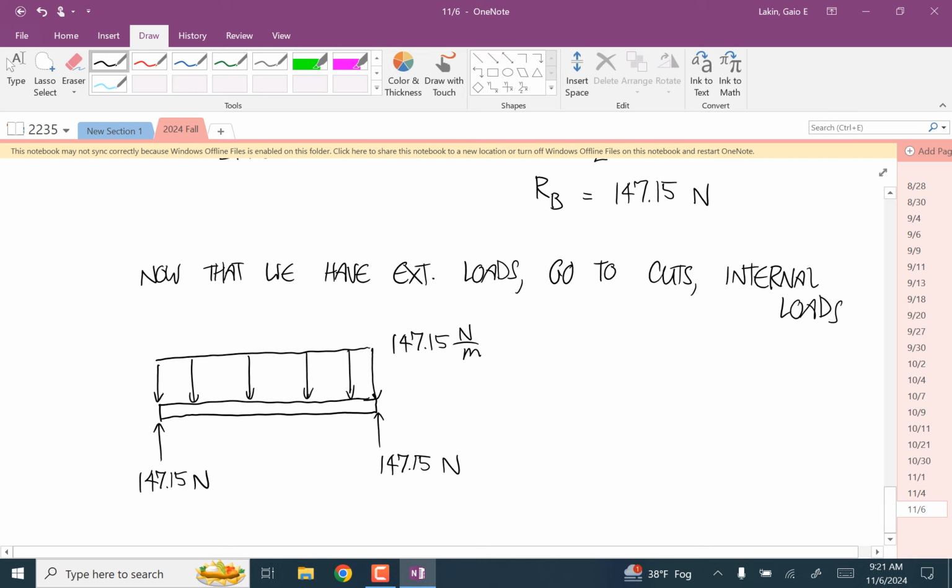Okay, so now we have to identify all the cutoff points. Well, we have the two ends. And now in the middle, are there any point forces, point couples, or places where our distributed load function changes? No.